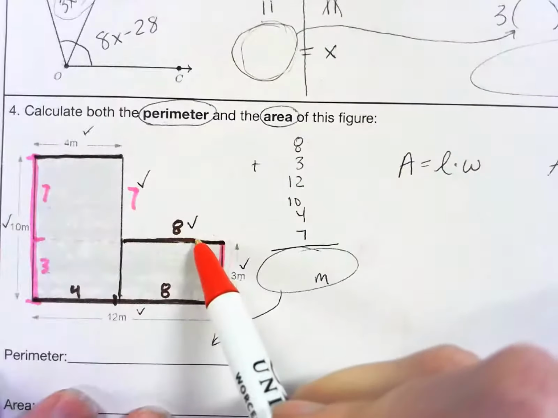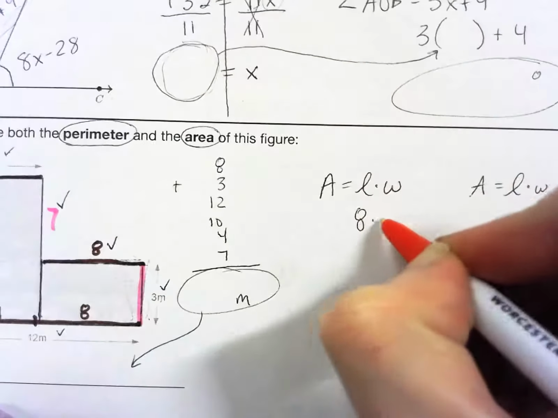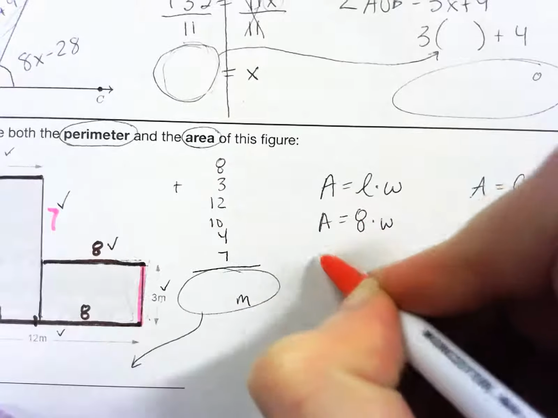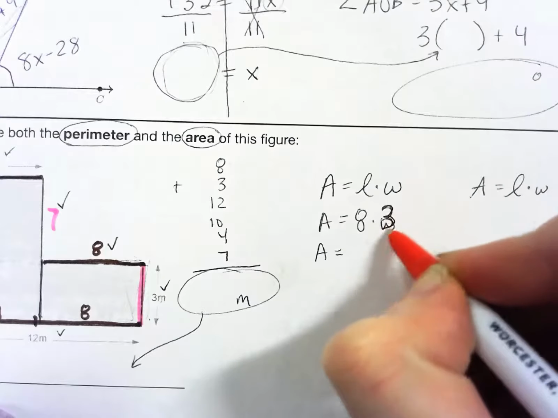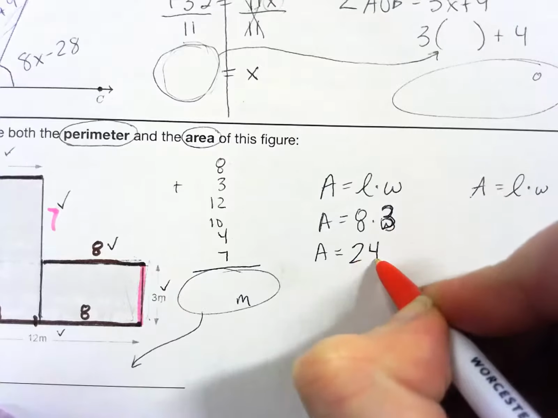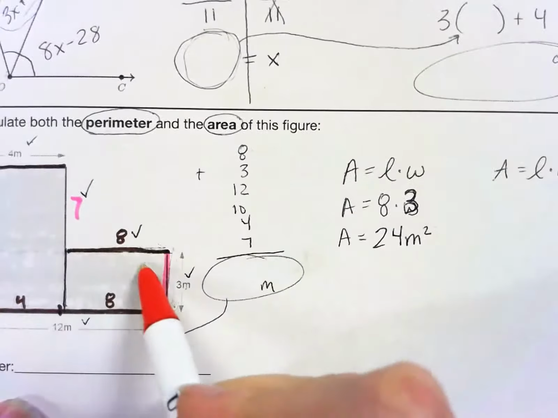Let's start with this one right here. I know that my length is 8, and my width is 3. So I'm going to plug in 8 for length, 3 for width, and my area is, oops, that should be 3, not W, 24 meters squared since we're talking about area. So that's for my first rectangle.